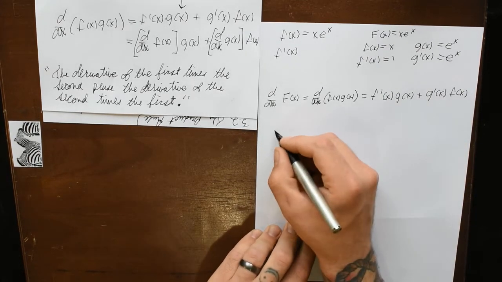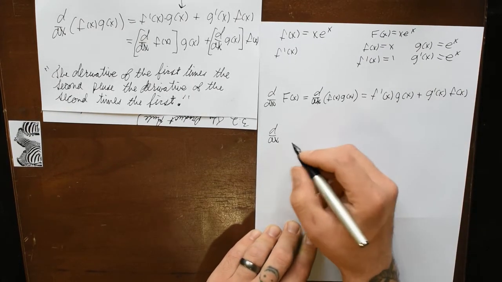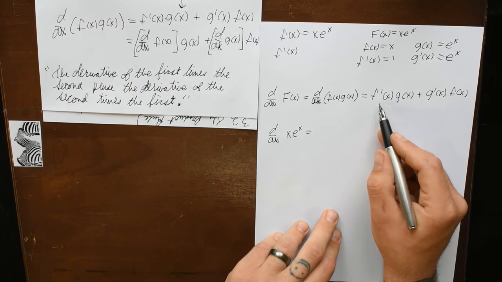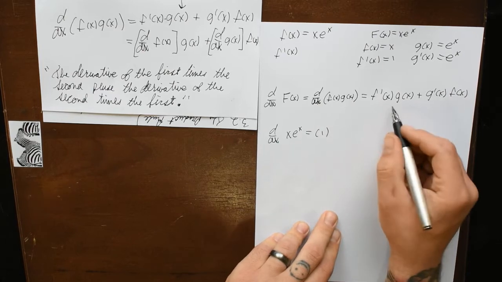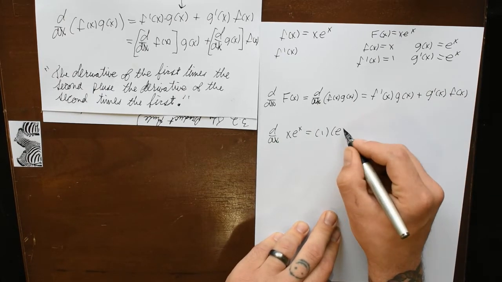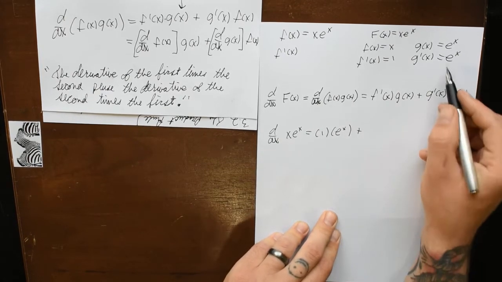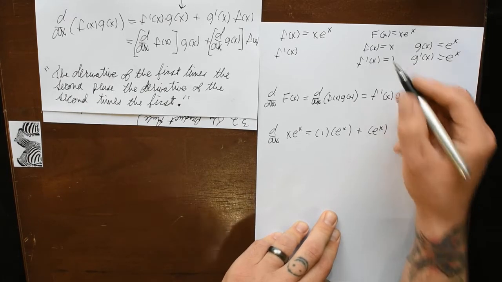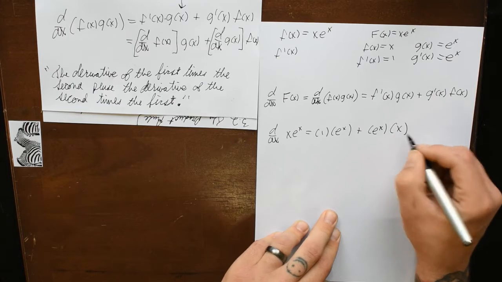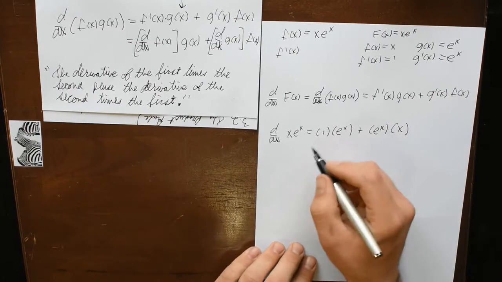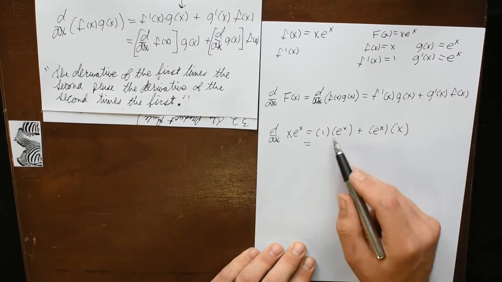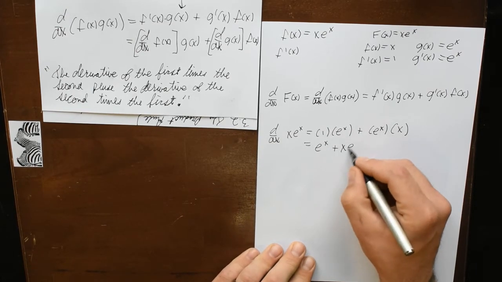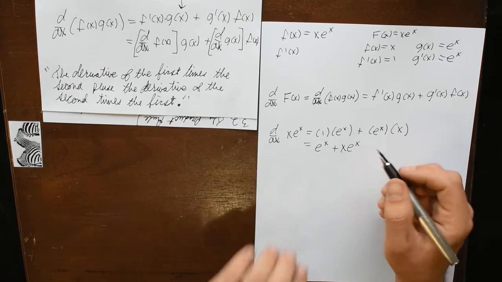What this shows is that the derivative with regards to x of x e to the x is equal to the derivative of our first times our second plus the derivative of our second times our first. So at this point we can simplify a little bit. We get an e to the x plus an x e to the x as our final answer.